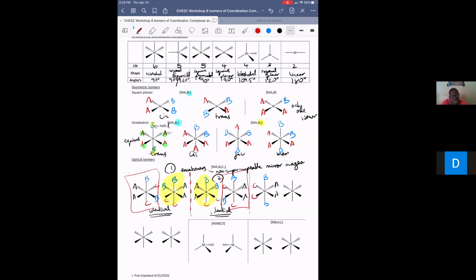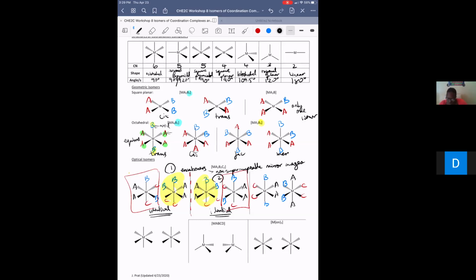And then if we want to draw a different set of isomers, so this is where we have our B ligands trans to one another. We can have another option where our B ligands are cis to one another. So we can put our B ligands there, and then this allows us to put our C ligands in the opposite position, and now our A ligands will be trans, right? So this will be another isomer.